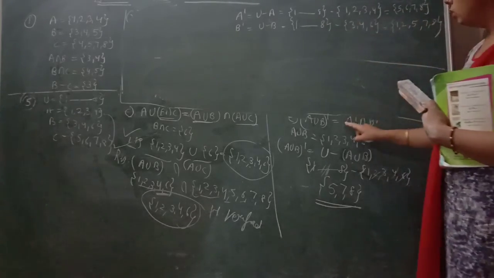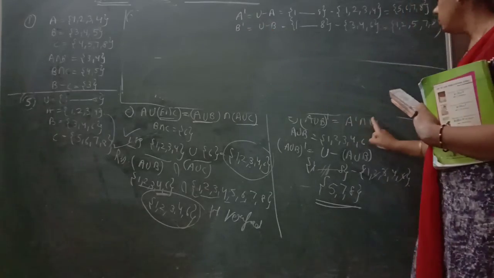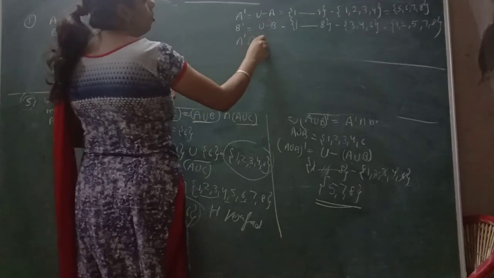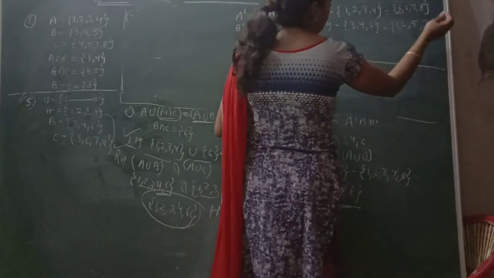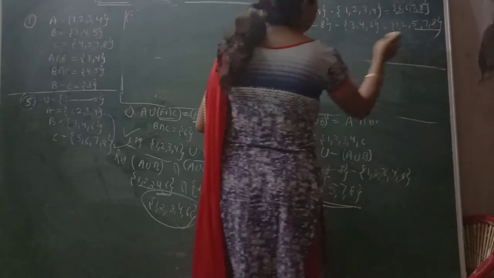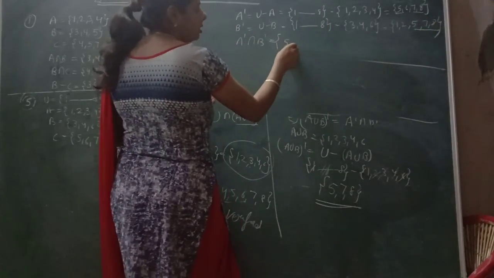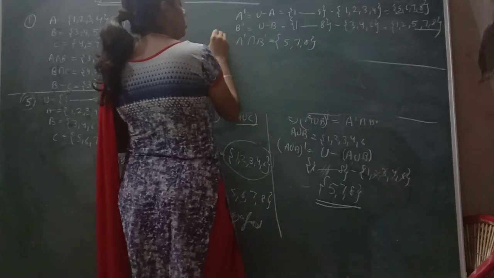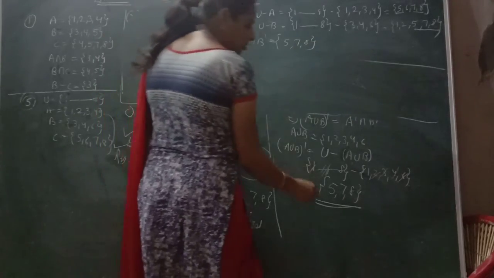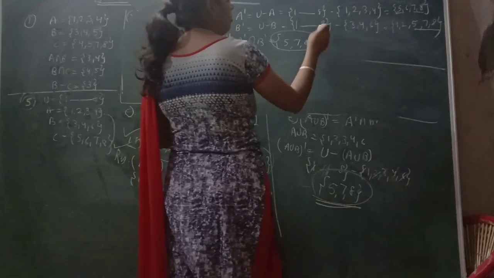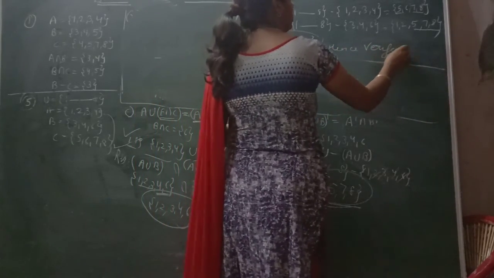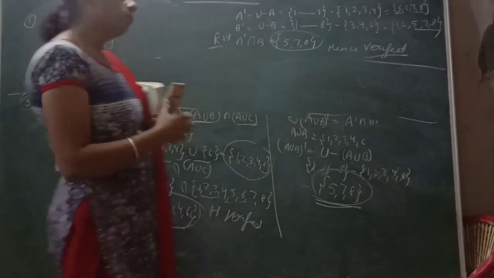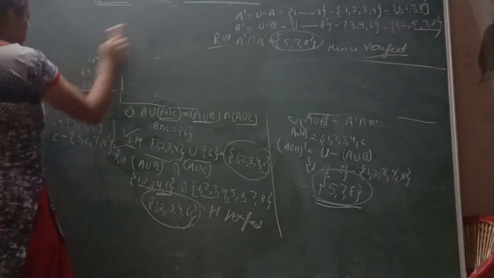What you have to do is take A complement and B complement, and find their intersection. Intersection of A complement and B complement means the common elements. What is common in these two terms? 5, 7, 8. Now you can see that this is your right hand side, this one is your left hand side, and both the sets are the same. So hence verified here. And this way you can verify all the rest of the parts here. Now I am taking another question.